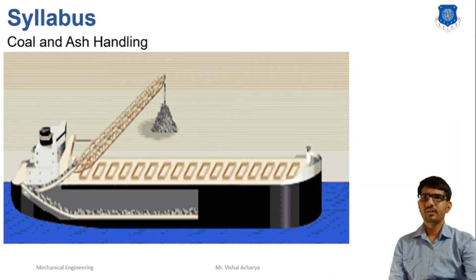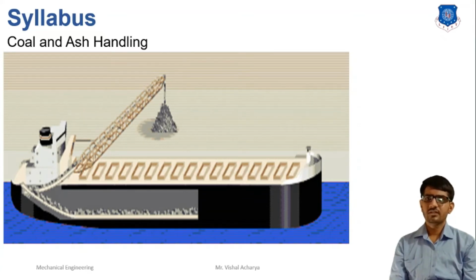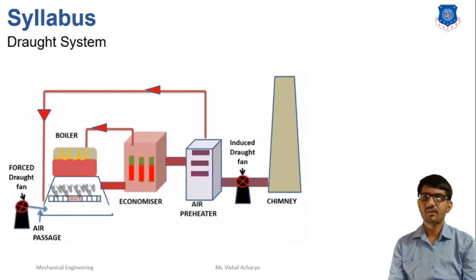Our next module is the coal and ash handling. In this module, we will learn how coal is handled from the coal mill to the transfer of coal to the furnace, and we will learn some coal burners and furnaces. In this chapter, we will learn the pressurized coal system, and we will discuss some coal and ash handling systems. Our next module is the draught system.